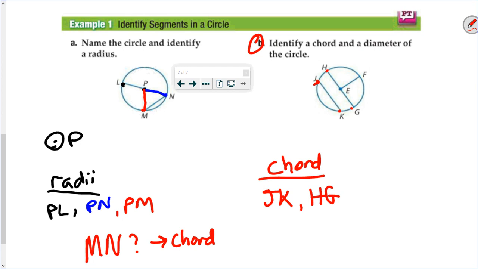So what makes HG different than JK? Well, HG is also what we call a diameter. Why is that? Well, HG goes through the center of the circle, so HG is also a diameter.